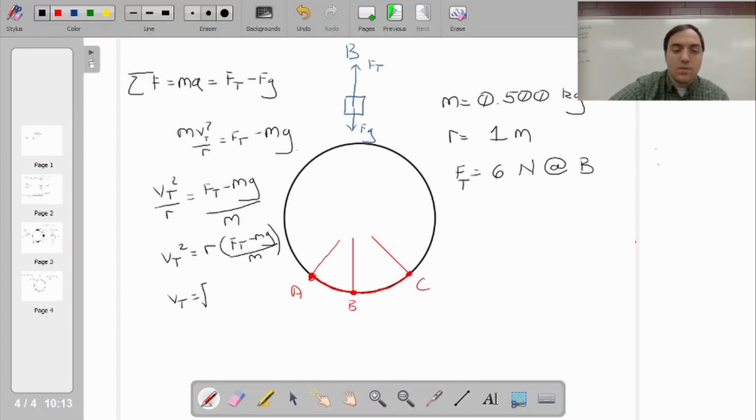Vt equals the square root of r ft over mg over m. So just plug in your numbers and you get Vt. And I get that it's moving at 4.69 meters per second at the bottom. And there we go. Easy peasy kind of idea.